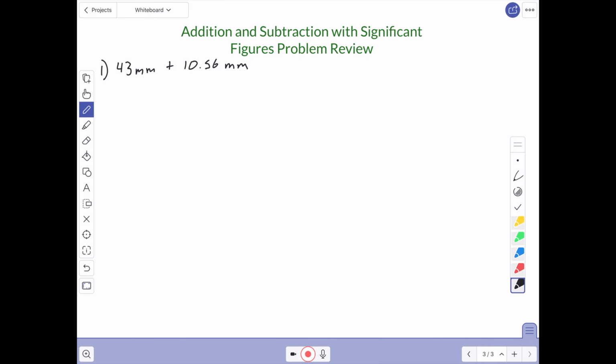Okay, let's go ahead and review the problems that we just did for the addition and subtraction with significant figures. So what we learned was that we needed to do these a very specific way. The first problem wanted us to add 43 millimeters and 10.56 millimeters and make sure that our answer was in the proper number of significant digits. We learned that the proper way to do this was to do the math vertically.